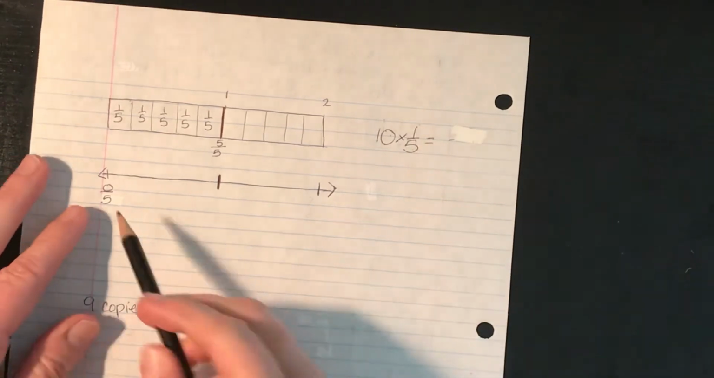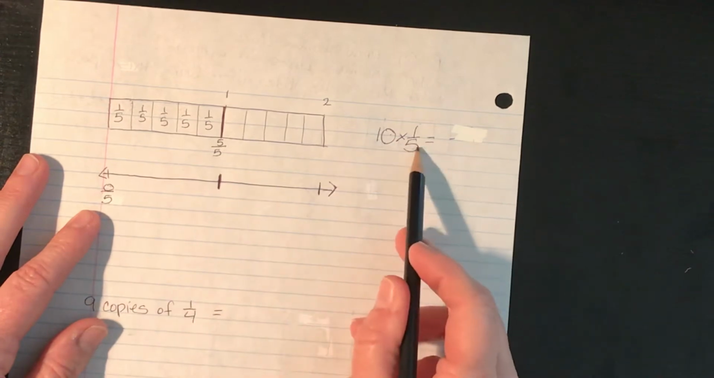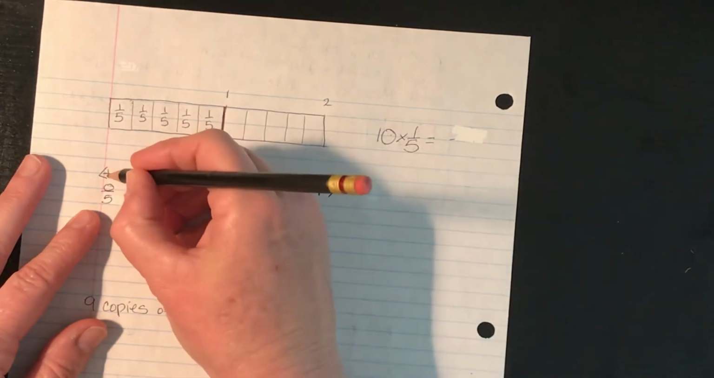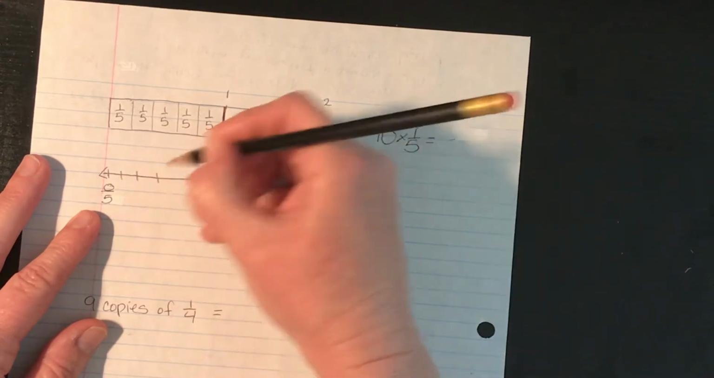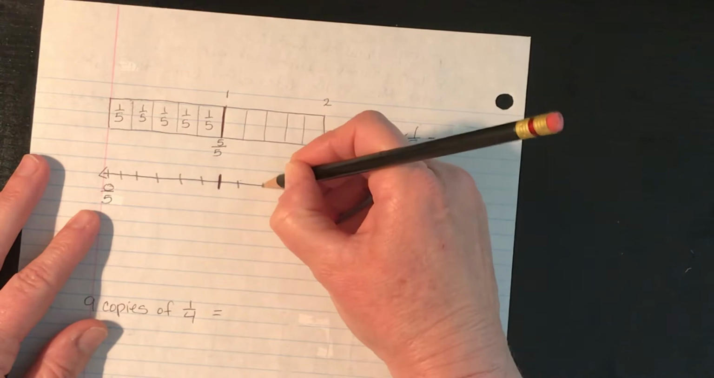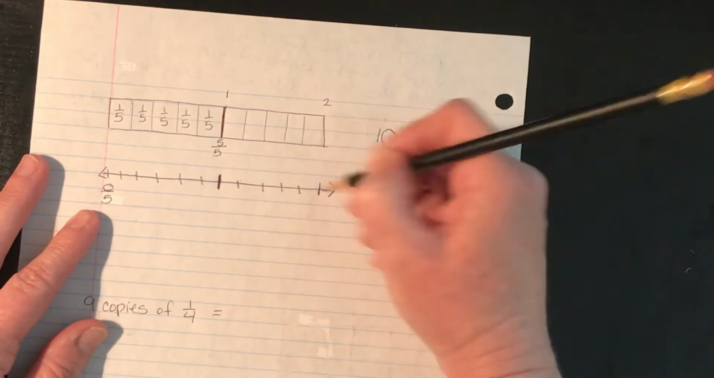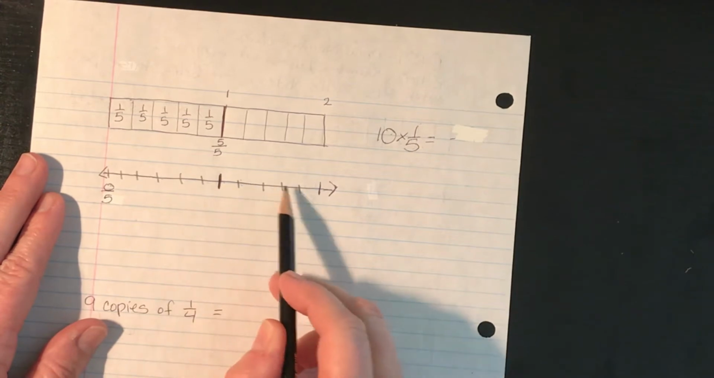So on my number line, I'm going to think, okay, I don't have any here, but I know I'm going to need to have 10 lines. So I'm not going to count that one, but I'm going to go 1, 2, 3, 4, 5, 6, 7, 8. So let's count: 1, 2, 3, 4, 5, 6, 7, 8, 9, 10.